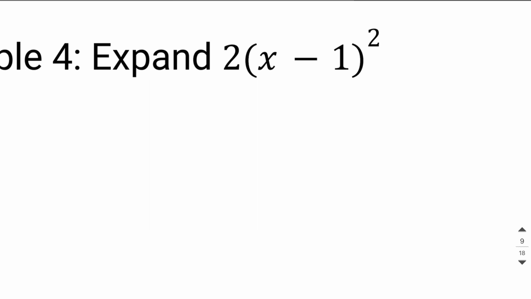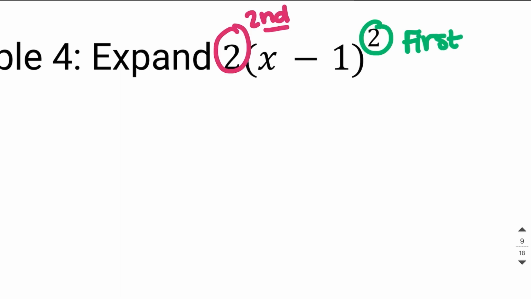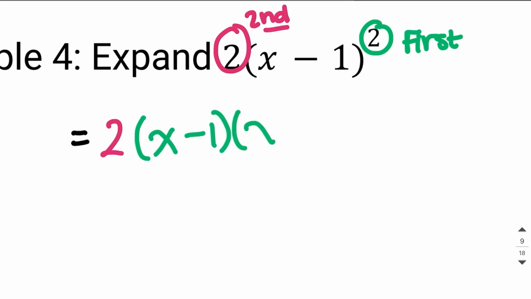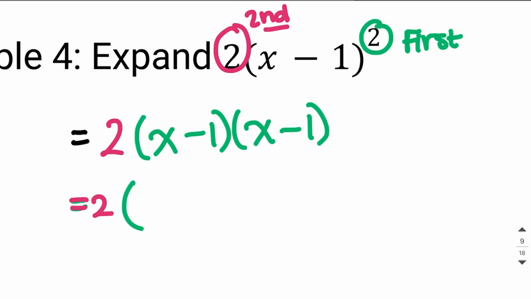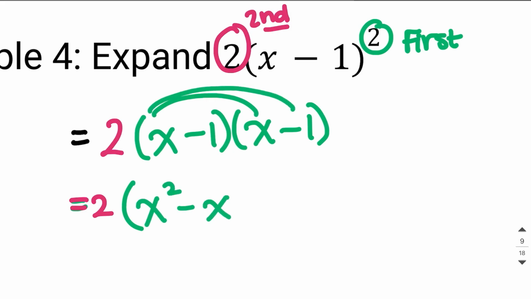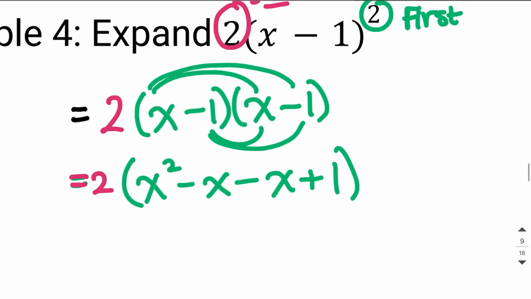Make sure that we follow BEDMAS first, so we have to do our squaring first before we multiply by 2. Let's go ahead and figure out what this is going to look like. I'm going to copy the 2 down, and then I'm going to square x minus 1, so I'm going to write down x minus 1 like this. Then I'm going to expand this: x times x, which is x squared, x times negative 1, which is negative x, negative 1 times x, which is negative x, and negative 1 times negative 1, which is positive 1.